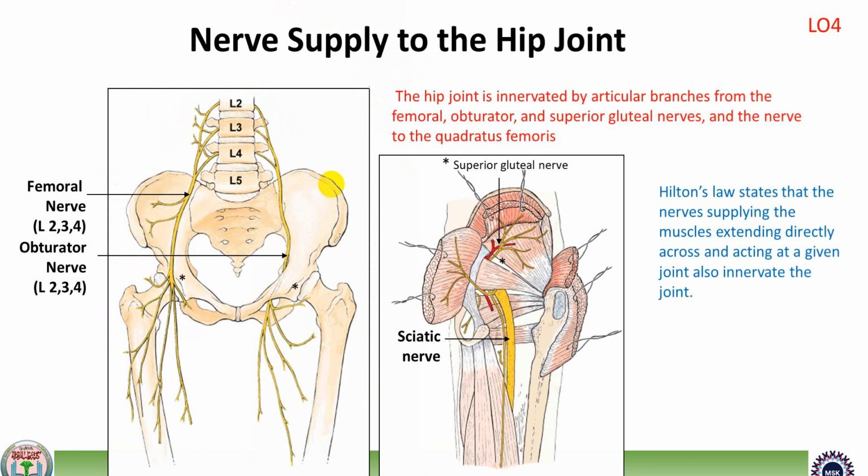Now we come to the nerve supply. The nerve supply to the hip is usually according to Hilton's law, which states that the nerve supplying a muscle extending directly across and acting at a given joint also innervates the joint. Is this statement clear? So for the hip joint we have branches that come from the femoral nerve, obturator nerve, sciatic nerve, superior gluteal nerve, and nerve to quadratus femoris. So each nerve supplying a muscle passing across the joint actually supplies the joint also.